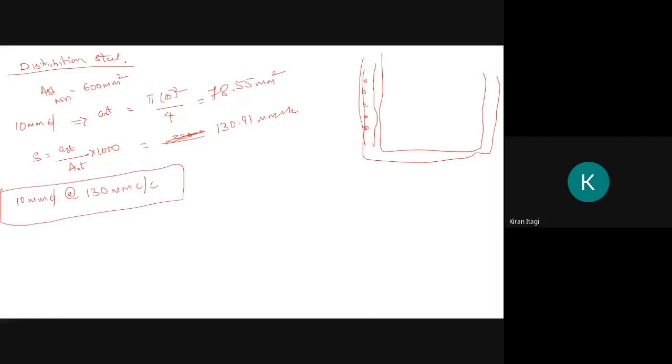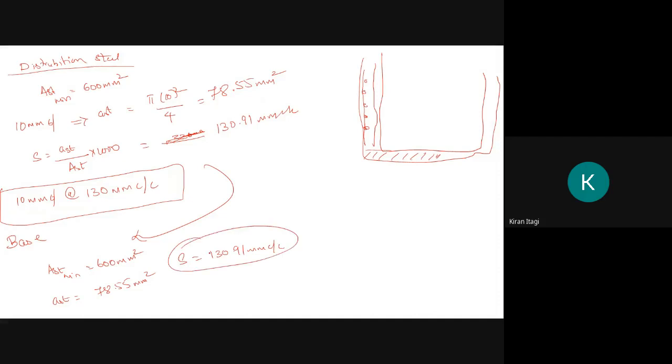Next, what we will do? We will go for the base, means this one. For base also, it will be the same. That is AST minimum. How much we have got? 600 square. Small AST for 10 dia, how much we have got? 78.55. Spacing also we will get 130.91 center to center. The procedure is same.